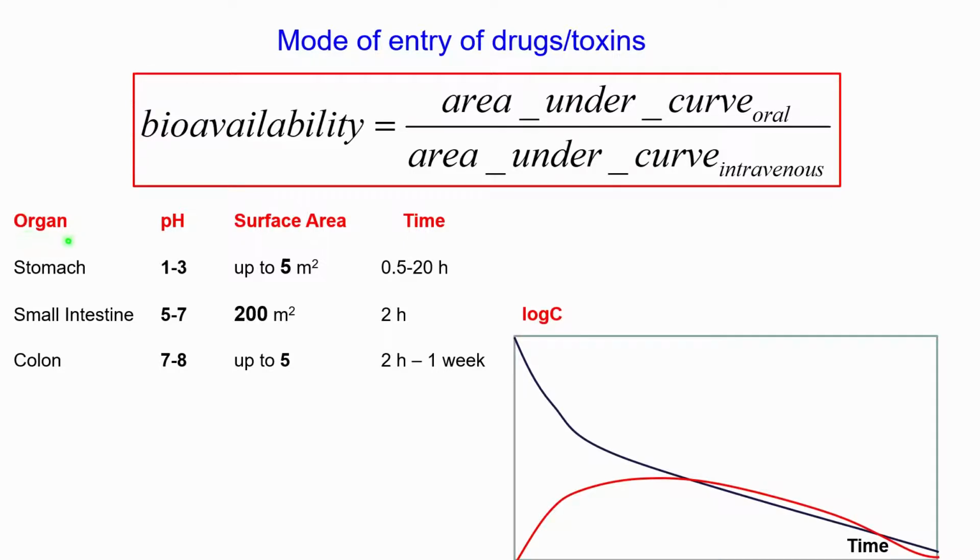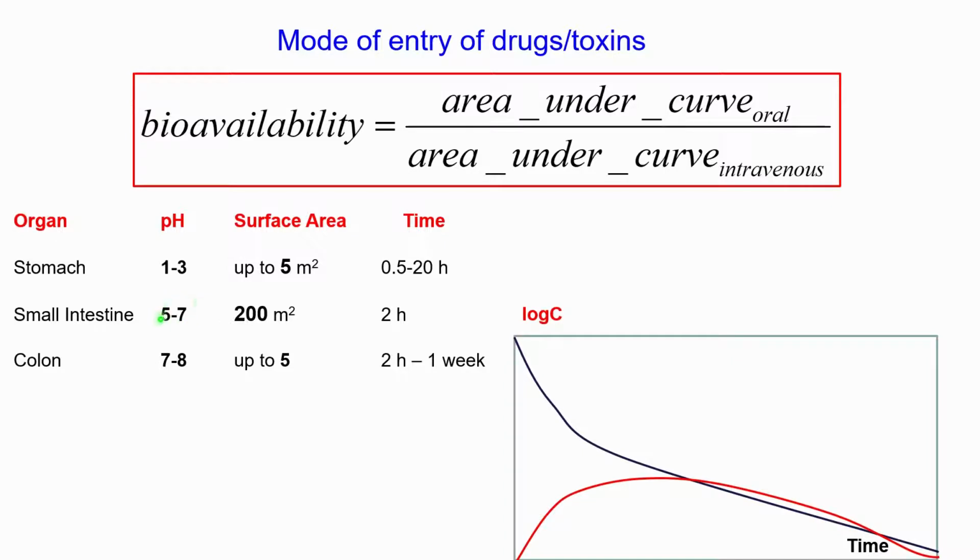So where can these drugs be absorbed if they are administered orally? They can go in the stomach, and the stomach has a very acidic pH from 1 to 3, has a relatively large surface area, 5 square meters. Food, and drugs coming with food, stay in the stomach from half an hour all the way to 20 hours, depending on the amount of food. Next, whatever comes into the stomach comes into the small intestine.